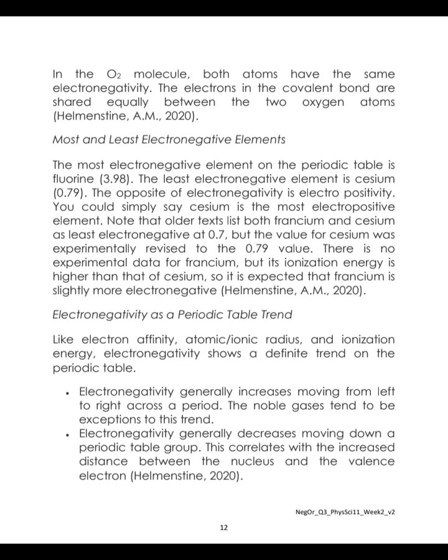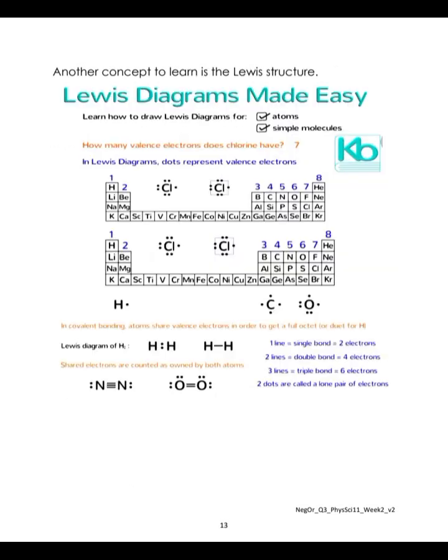Electronegativity generally increases moving from left to right across a period. The noble gases tend to be exceptions to this trend. Electronegativity generally decreases moving down a periodic table group. This correlates with an increased distance between the nucleus and the valence electron. This illustration is another concept to learn in the Lewis structure.